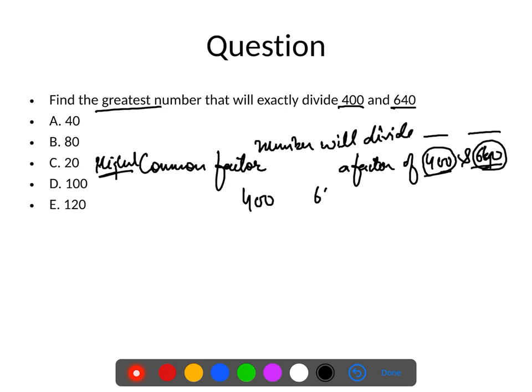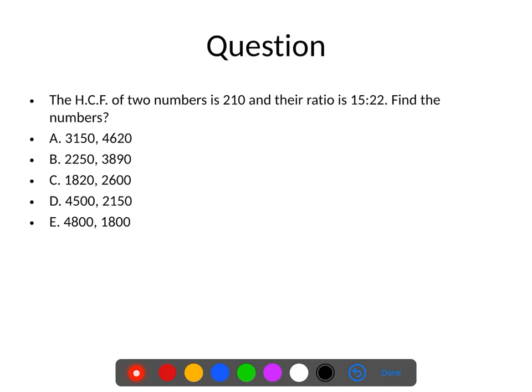400, 640. Okay. See, one thing you can notice when you calculate HCF, if we divide both sides by 10, what do we get? 40 and 64.